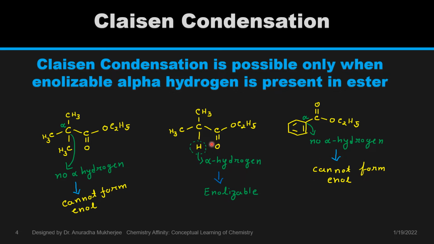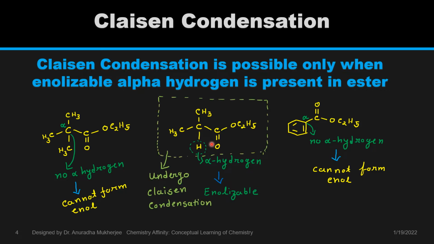So if the ester molecule doesn't have alpha hydrogen, it cannot form an enol. Then in the self-Claisen condensation reaction, that particular ester which doesn't have the alpha hydrogen cannot undergo Claisen condensation reaction. So out of these three examples, only the middle one, which has the alpha hydrogen, is the right candidate for the Claisen condensation reaction.